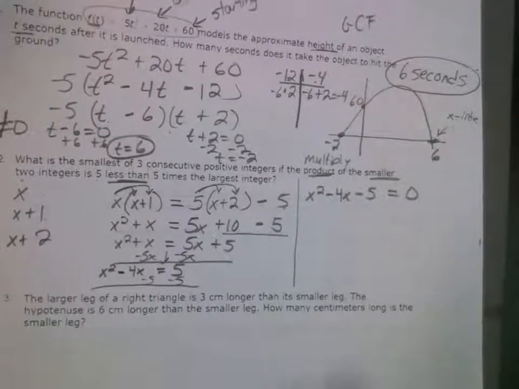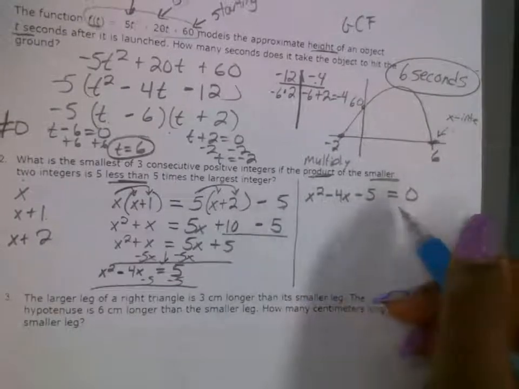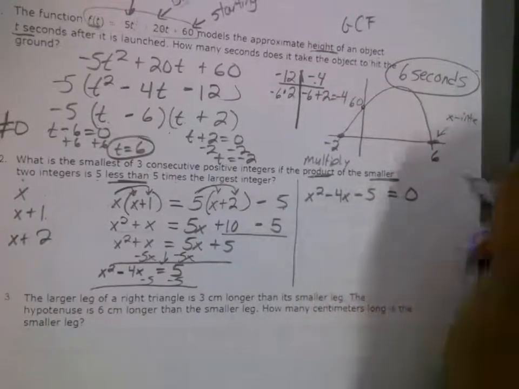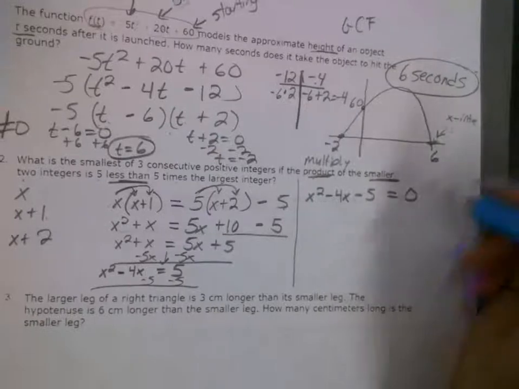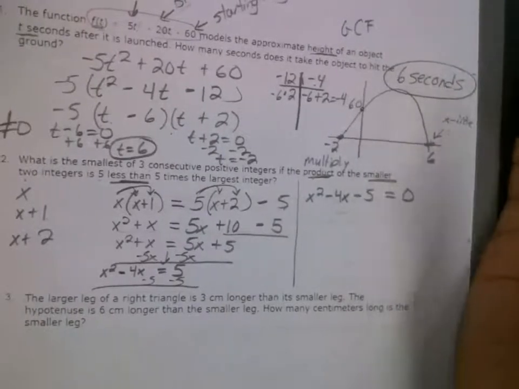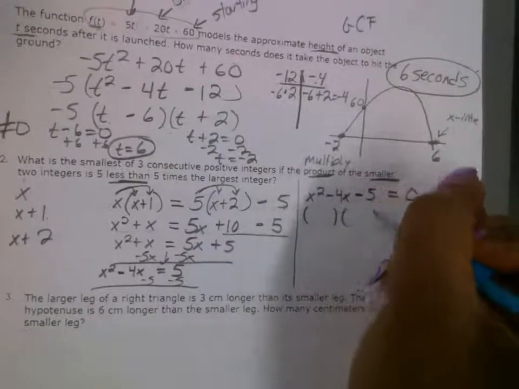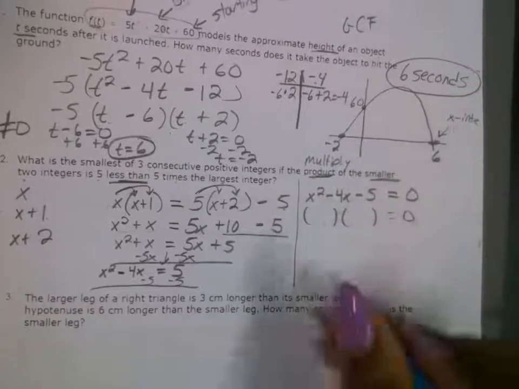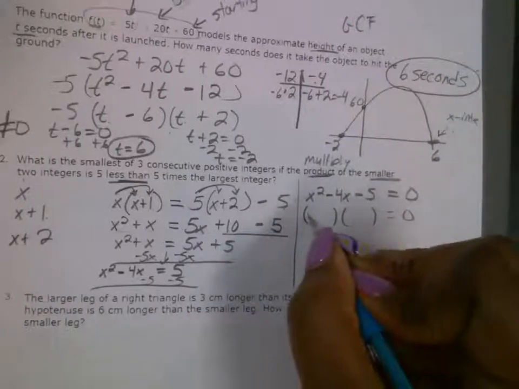All right, so now what do I do? What do I do to factor this? Is there a GCF? No. Not for all three, other than one, no. So now I have 2 parentheses. What do I put in each parentheses?